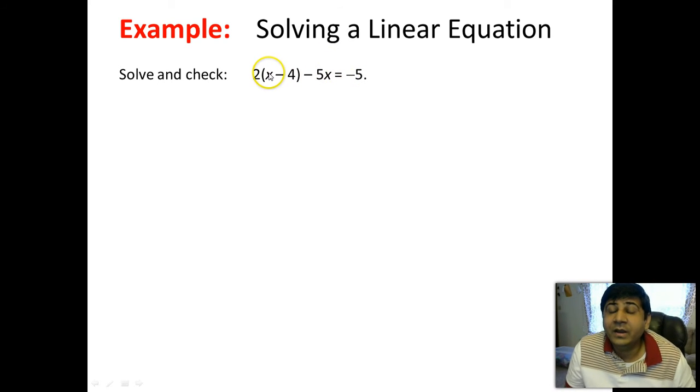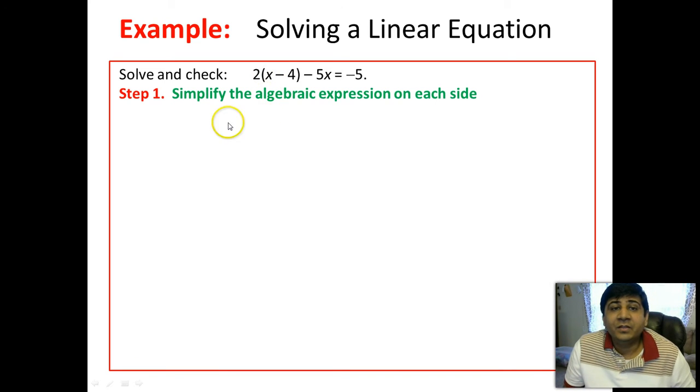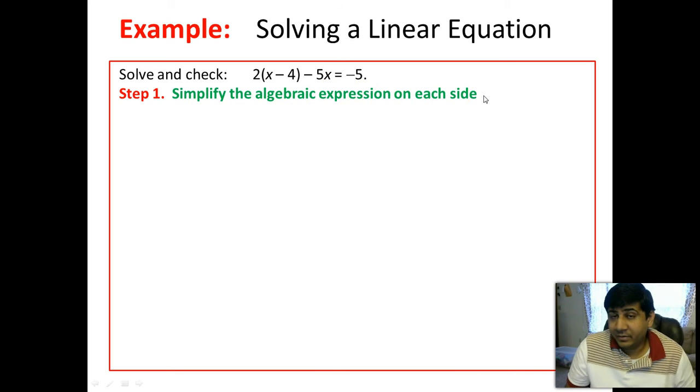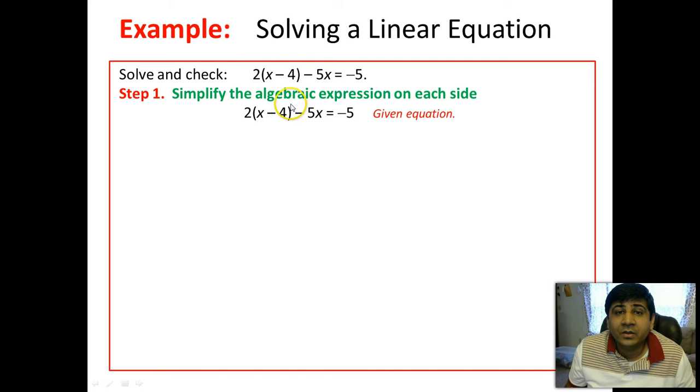All the powers are 1, so that makes it linear. Let's go ahead and solve it. The first step is to simplify the algebraic expression on each side. If you remember from the previous slide, we are supposed to get rid of these groupings. To get rid of these brackets, we must distribute this 2 here. So we will get 2x minus 8 minus 5x equals minus 5.